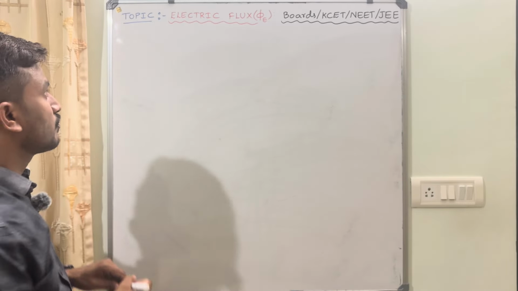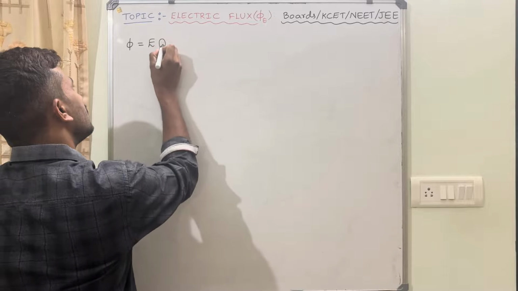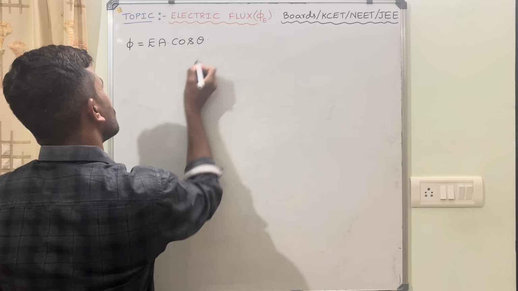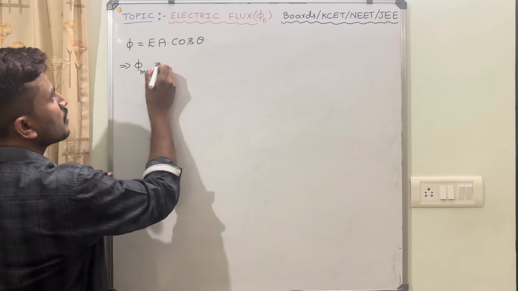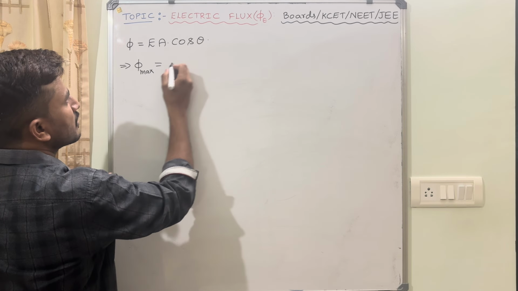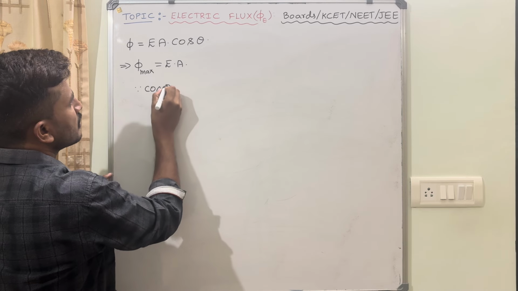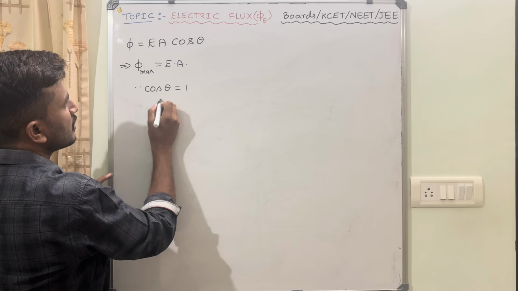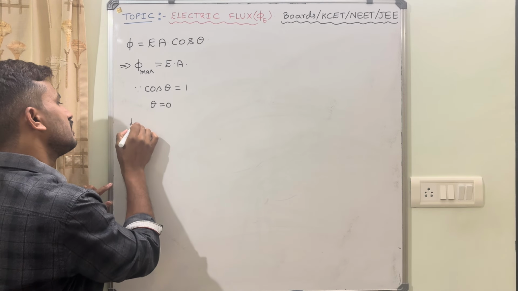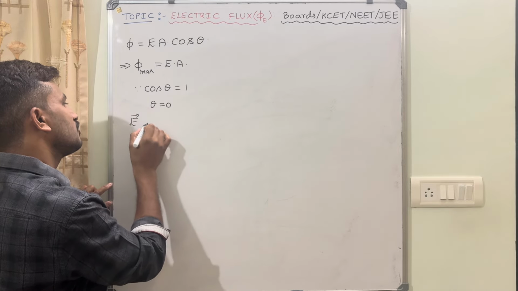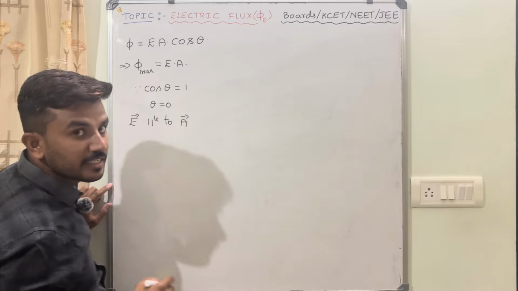For maximum electric flux, phi is equal to E into A into cos theta. For flux to be maximum, what should be the value of cos theta? Cos theta should be 1, so for what value of theta will we get 1? Theta should be 0. That means the electric field should be parallel to the area vector, not area, it is area vector.